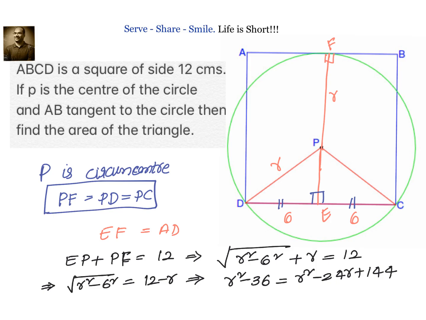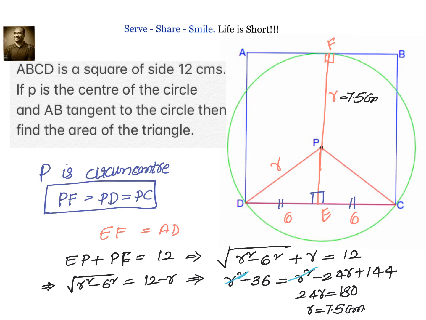Now let us try to simplify this. We can cancel out R square on both sides and simplify that. We will have 24R equals 180. That means R equals 7.5. So R is equal to 7.5 centimeters.